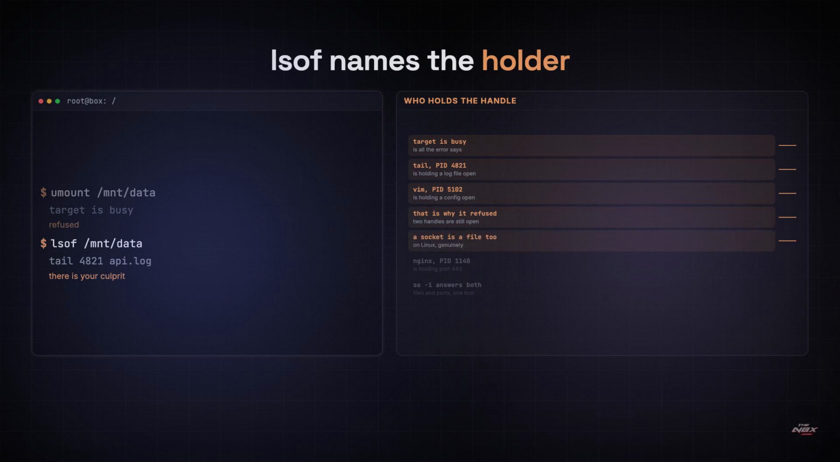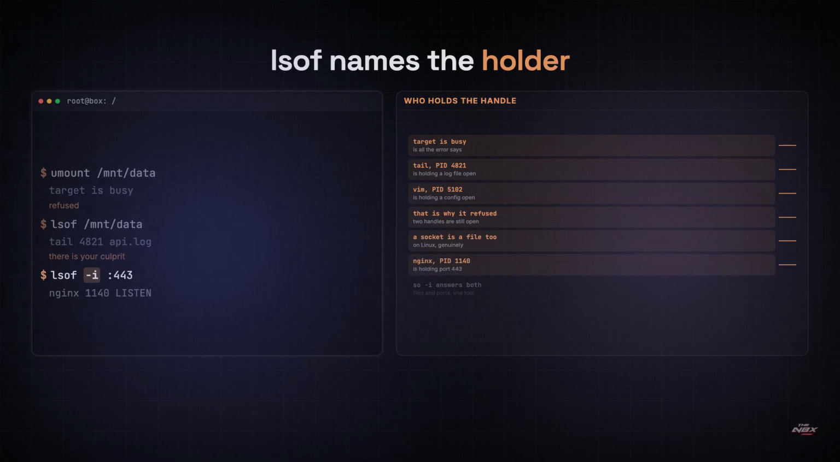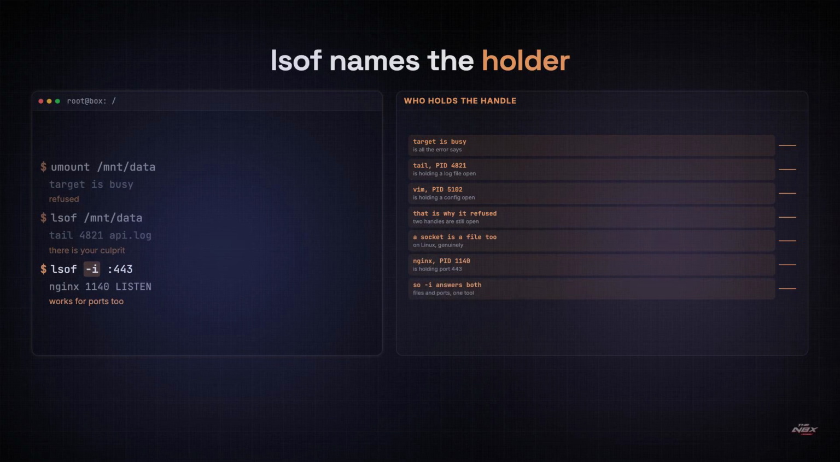Now the clever part. On Linux, a network socket is a kind of file as well, genuinely, not by analogy. So the same tool with -i shows you nginx holding port 443, which means one command answers both questions. The next time something says "address already in use," this is the fastest way to find out what. lsof is the tool which turns a useless error message into a process you can aim.